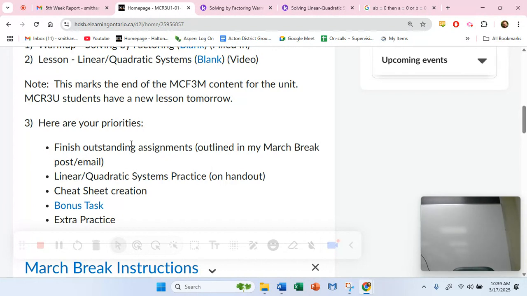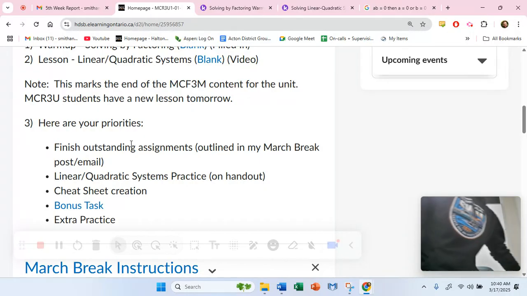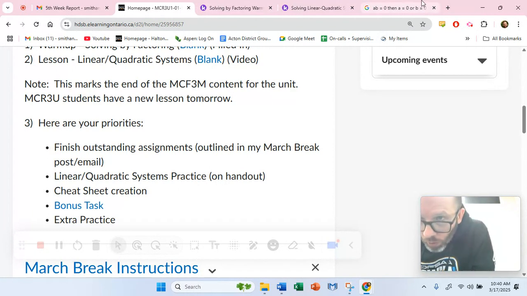If you're done all your outstanding assignments, you can keep working on the practice in this document. Or if you're feeling good about everything, I've got your cheat sheets. You can keep adding to it. I've also got a bonus task and some extra practice. I have a lot you could do. But really the priority should be your assignments and then practicing today's stuff. Okay? So you can keep working on that. I'm going to come around and chat with everybody. And then we have lots of time to work. We'll end the video.